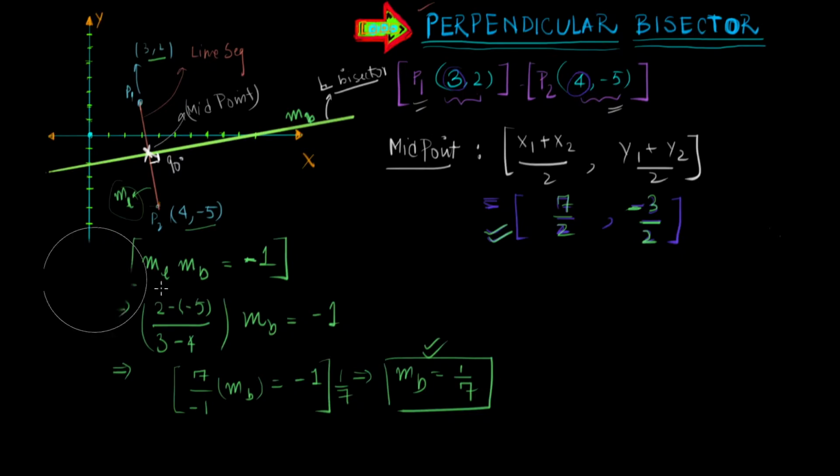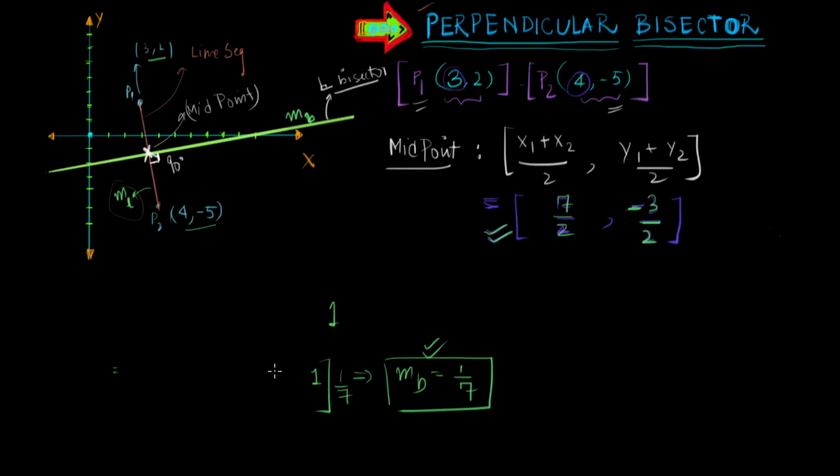Now we have our description of the line. We know that the line passes through a given point, and we know it holds a certain slope. Therefore, the only thing to do at this point is to write the equation of the line from the formula that we know as y minus y1 equals the slope of the line times x minus x1. If you remember, the points y1 and x1 with respect to this line are 7 by 2 and minus 3 by 2.